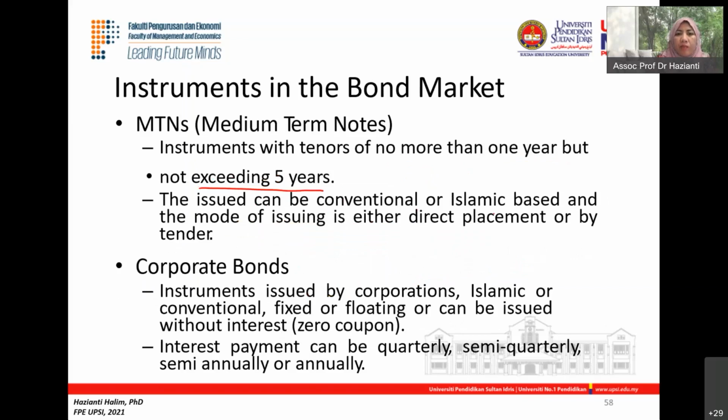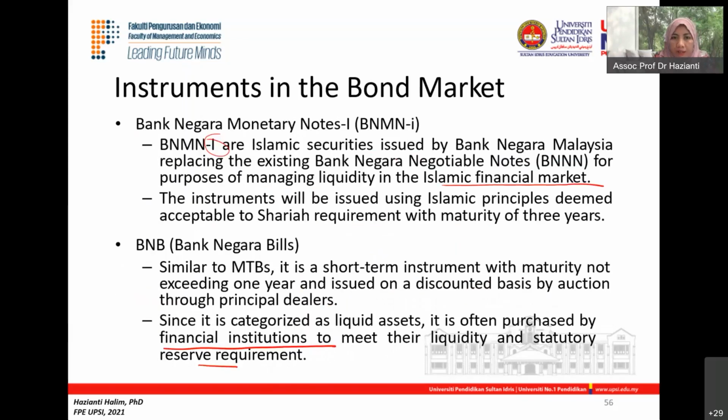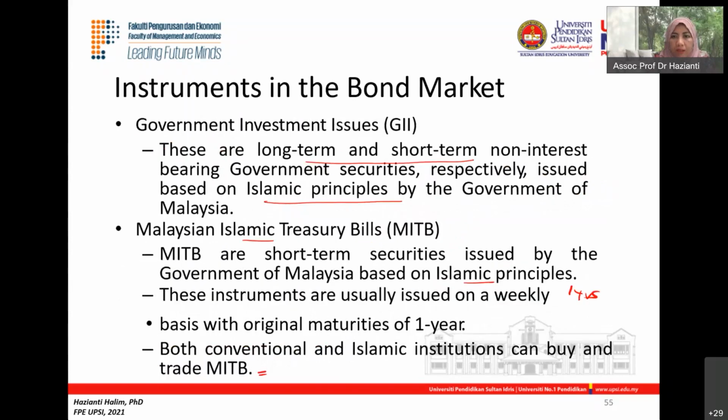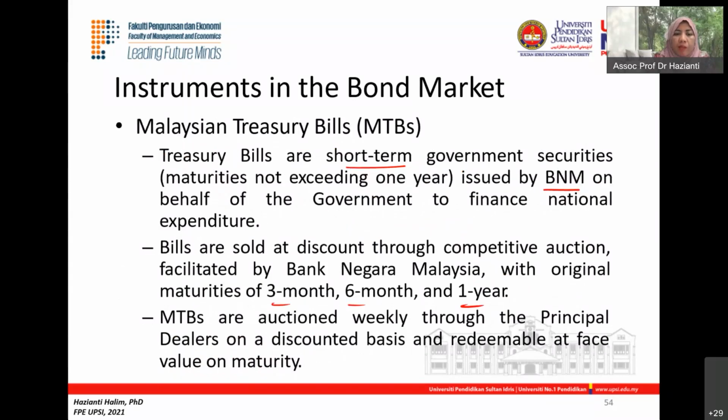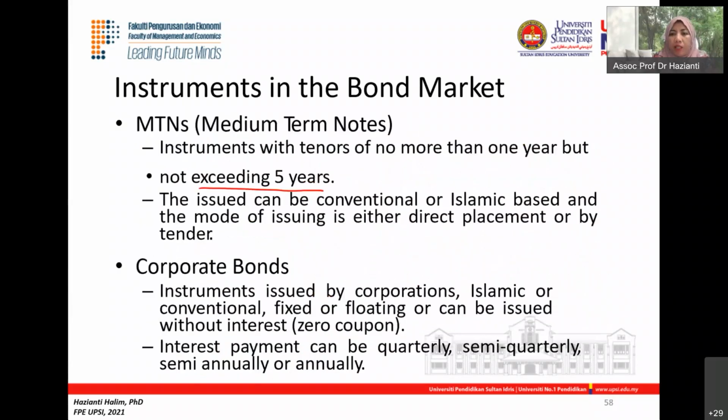So the issue can be conventional or Islamic based on the mode of issuing, and is either direct placement or by tender. So this is the same as before. Like MTB, it is auctioned weekly, sold at a competitive auction. MTB is an auction. This one opens a tender, it is the same. Direct placement or by tender. So whoever wins can buy these MTNs.